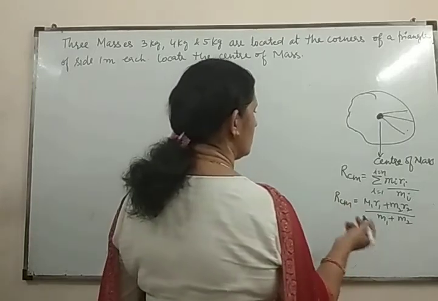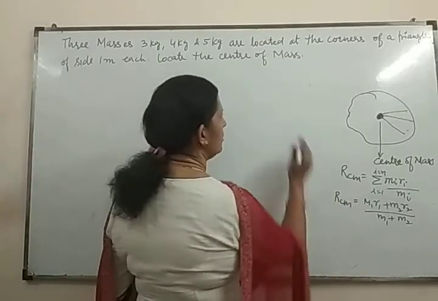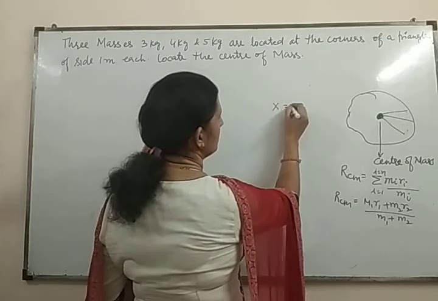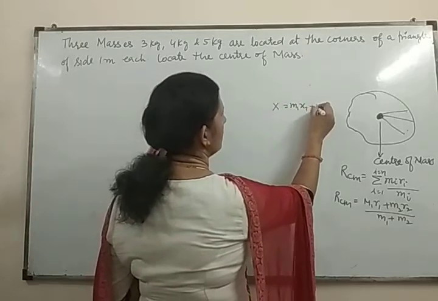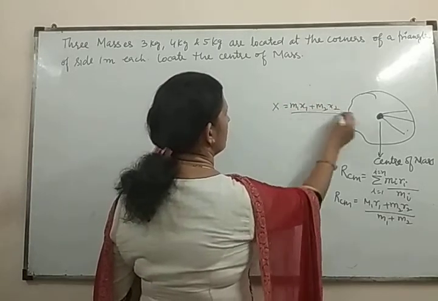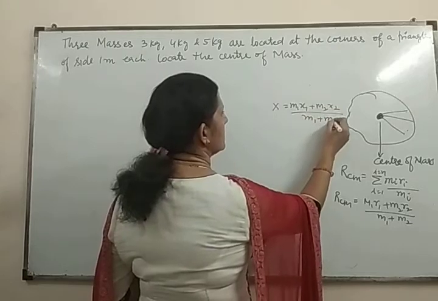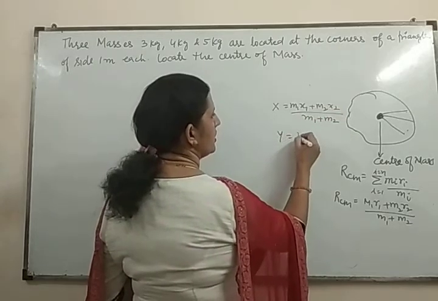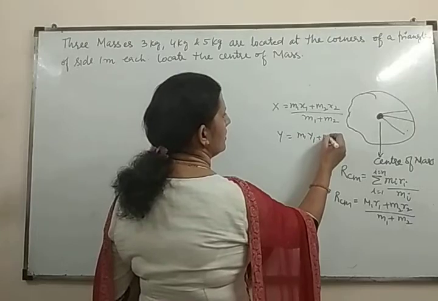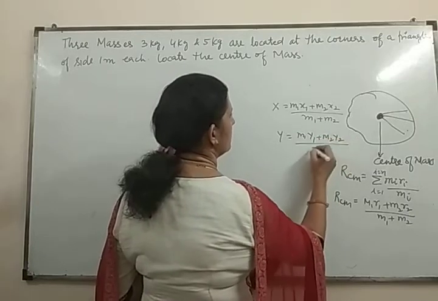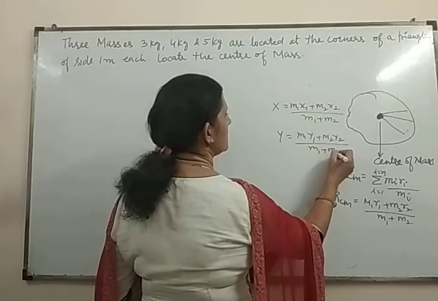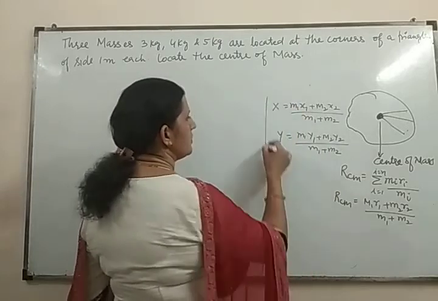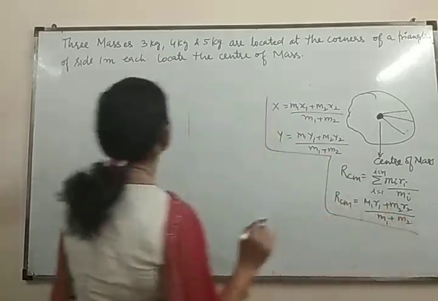And if you are going to calculate the x coordinate, then you will write x is equal to m1 x1 plus m2 x2 divided by m1 plus m2. For the y coordinate, m1 y1 plus m2 y2 divided by m1 plus m2. With this concept, let us solve this numerical.